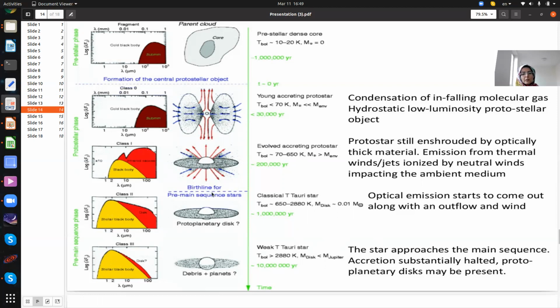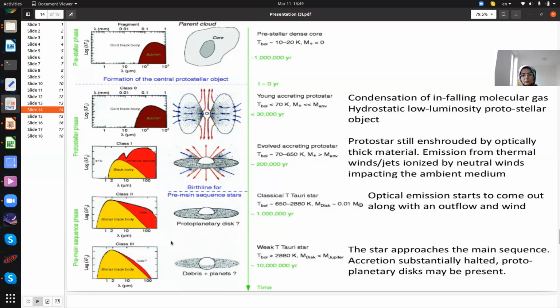And here we have the birth line for pre-main sequence stars. That is, the radiation of the protostar will be larger than the radiation of the disk. And here you see that it takes around 1 million years. The temperature is 650 until 2880 Kelvin, and the mass of the disk is around 0.01 of the mass of the Sun. And you see the radiation of the disk is lower than the radiation of the protostar.